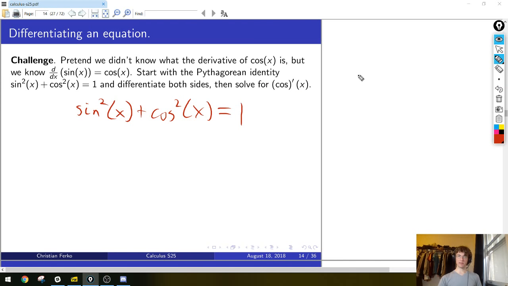If you'd like to make it easier to read, we can define a new function, say f of x, which will be the derivative of cosine, cosine prime of x. And then we're going to solve that equation for f of x to determine what the derivative of cosine must be. Okay, so my challenge to you: if I take the derivative with respect to x of both sides of this equation, what new equation do I get?